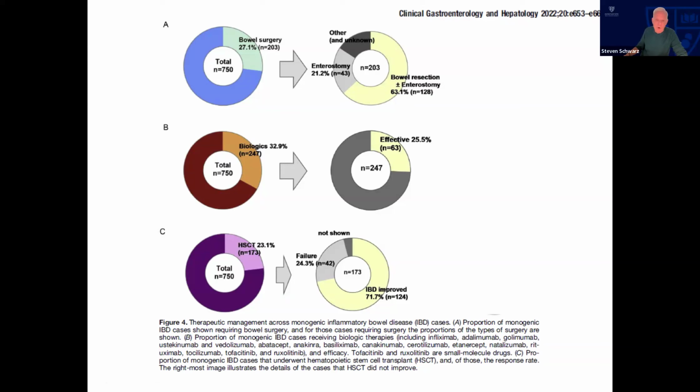And this, I think, is the most important. A lot of these patients undergo surgery, but biologics in monogenic disease tend not to be effective, only effective in 25%. And of the 750 that were followed in a collaborative study, 23% underwent a stem cell transplantation, 24% failure, but 71% improved. So again, this is the one group of patients where hematopoietic stem cell transplantation may be indicated for therapy.